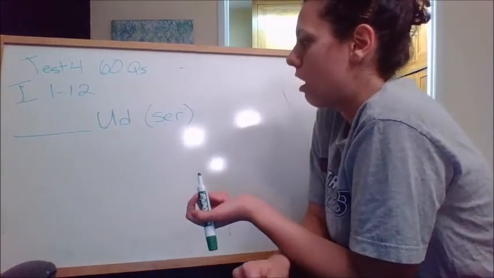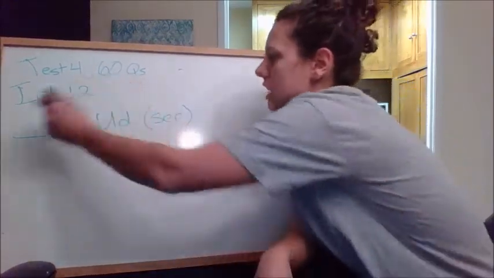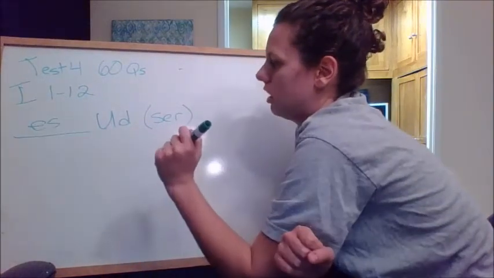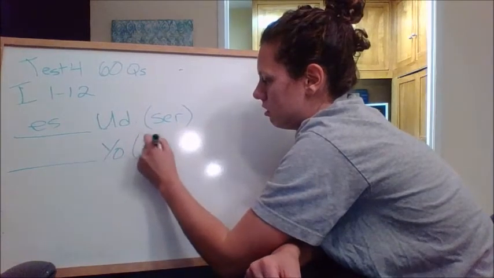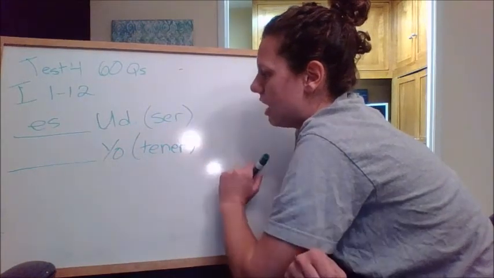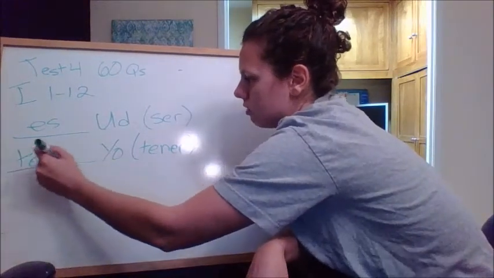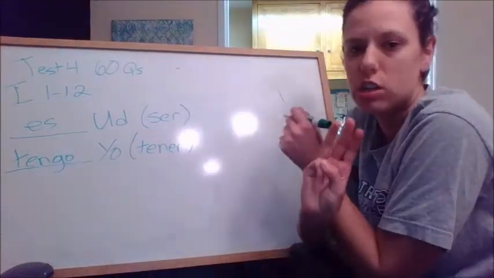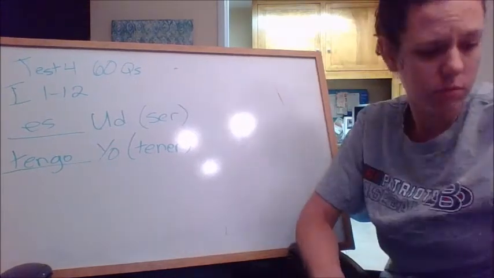So usted for ser is es. Okay. Then you might have something like yo and tener. That's going to be tengo. Okay. So it's just those 3 verbs: ser, estar, and tener.